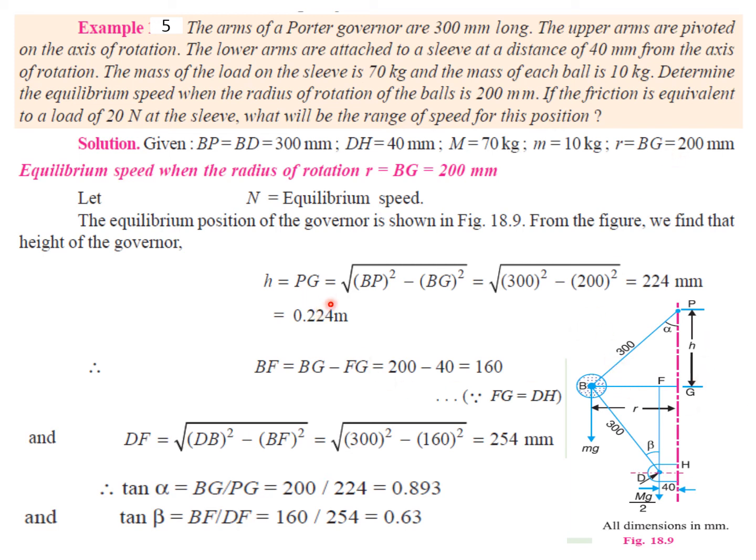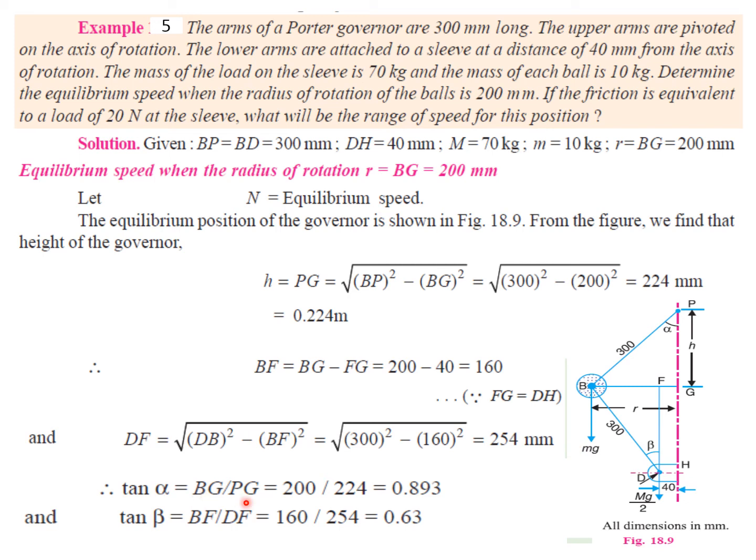PG is equal to square root of BP square minus BG square, that is 0.24 meters. Then I find the value of q. Q is tan beta by tan alpha. What is tan beta? It is BF by DF. So BF is BG minus FG, 200 minus 40, that is 160 mm. What is DF? Using the Pythagoras theorem, DB square minus BF square, 300 square minus 160 square, that is 254 mm.